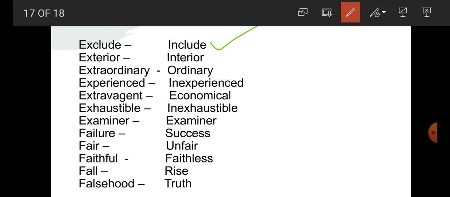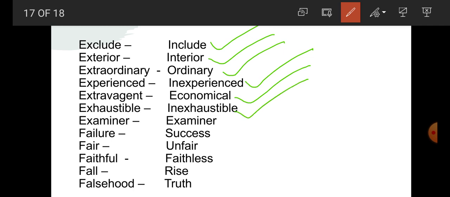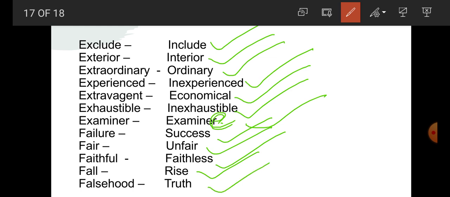Interior, exterior. Extraordinary, ordinary. Experienced, inexperienced. Extravagant, economical. Exhaustible, inexhaustible. Examiner, examinee. Failure, success. Fair, unfair. Faithful, faithless. Fall, rise. Falsehood, truth.